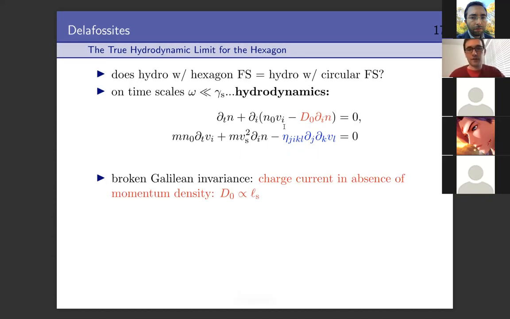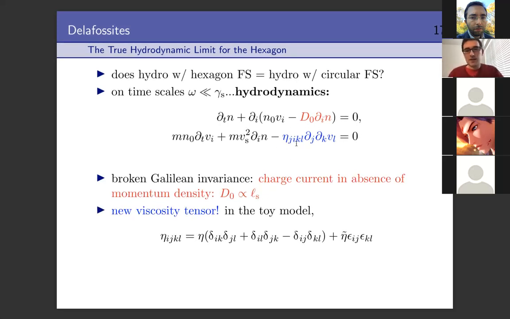The first one of them is that there's what Sean Hartnell would call an incoherent diffusion term, highlighted in red. This is coming from the fact that an approximate Galilean invariance of isotropic Fermi liquids has been broken. The hexagon is not rotationally invariant. Without Galilean invariance, the charge current and the momentum density can be different, even at leading order and low temperature, and that leads to this additional charge transport mechanism.